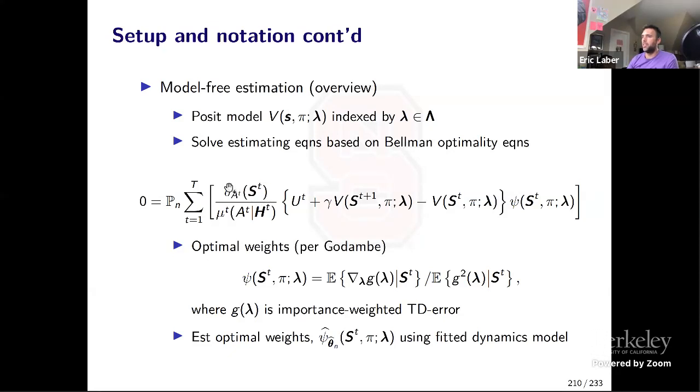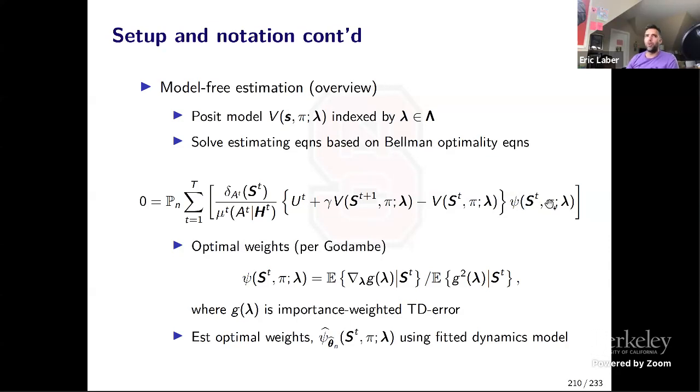This should be a point mass. This thing is 1 if s_t is equal to pi of a_t and 0 otherwise. And this is the behavior policy, and the behavior policy is allowed to depend on the entire history. And here's the utility at time t plus gamma times the value at the next state minus the value at the current state, times some weight function. Okay. So this just comes from taking the Bellman equation for the value and turning it into an importance weighted estimating equation here. And this is any function of s_t and pi.